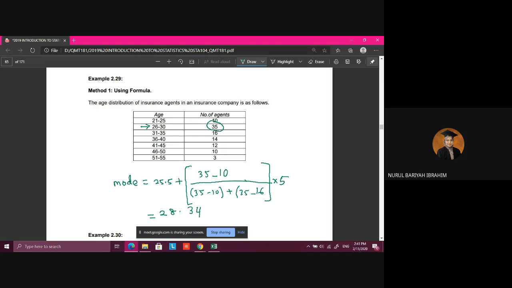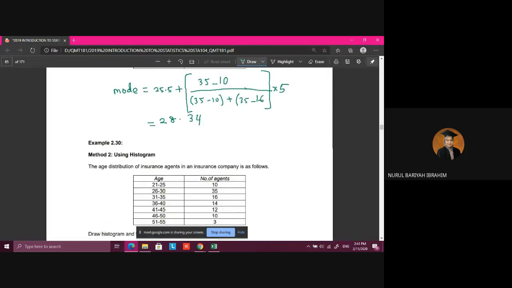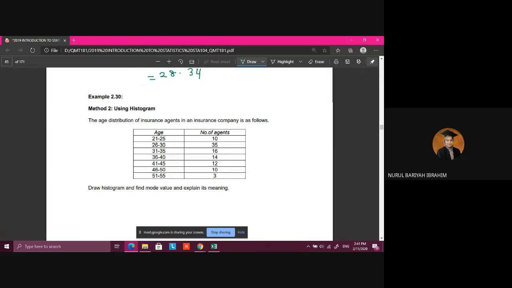So we can say that, macam mana kita nak interpret the value of mode here? We can say that most of the insurance agents in an insurance company are 28.34 years. Ataupun kalau you nak bundarkan pun boleh, you ambil 28 years old. Okay, so that is the way how to interpret most of your variable. Most of the insurance agents' age in an insurance company is 28 years old. Okay, itu kalau gunakan formula.